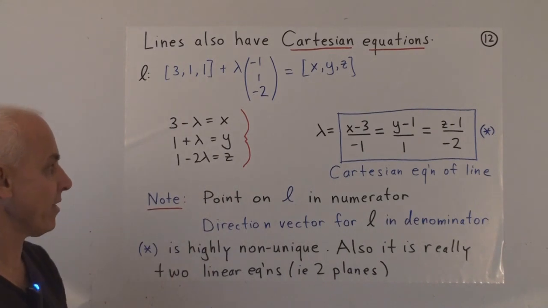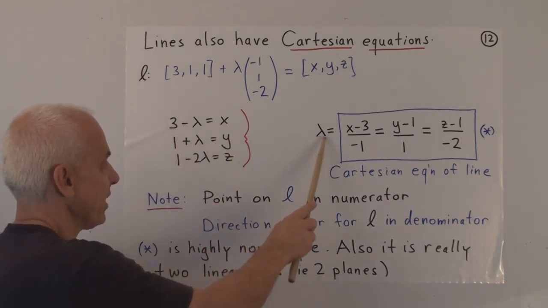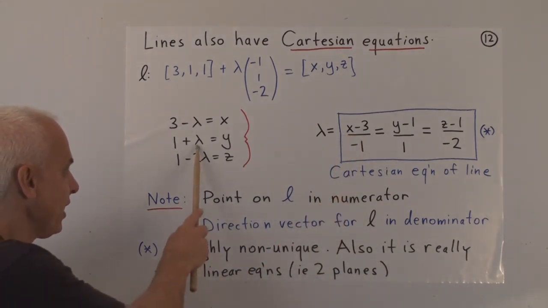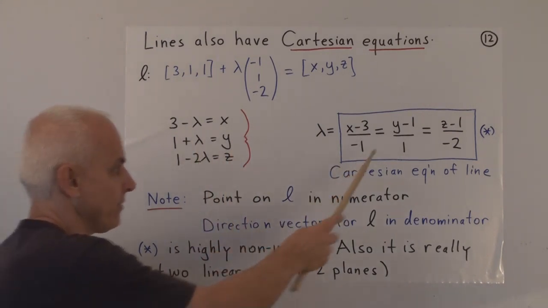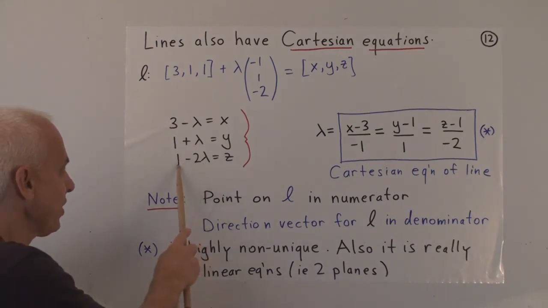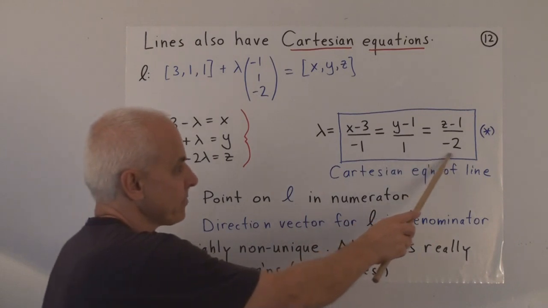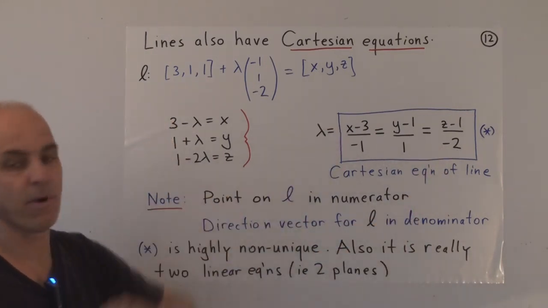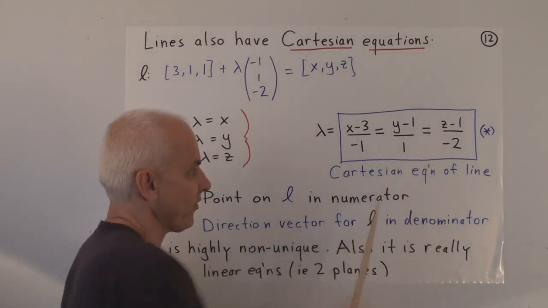And we can solve for lambda. We can bring the 3 to the other side and divide by -1. So we get lambda equals (x - 3) over -1. Here, lambda equals (y - 1) divided by 1. Okay, we don't really need that, but I'll put it there anyway. And here, bring the 1 to the other side, (z - 1) divided by the coefficient -2. So we've solved for lambda, and now we can forget about lambda, because we know this has to equal this, has to equal this.